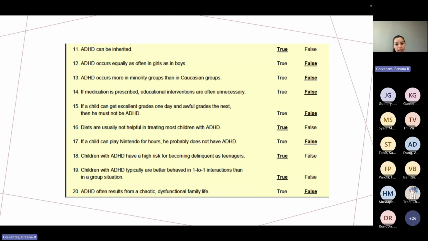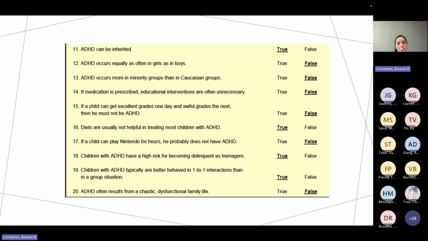Okay, 15, if a child can get excellent grades one day and awful grades the next, then they must not, I'm going to say, have ADHD. We are not our disorder, so I'm not going to say he is ADHD. Yeah, false. There are many things that can impact us on a day-to-day basis, especially a child with a particular mental health disorder.